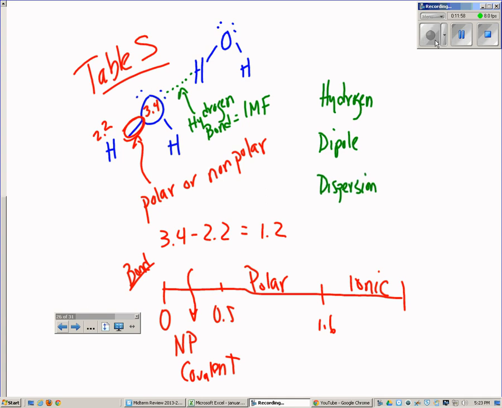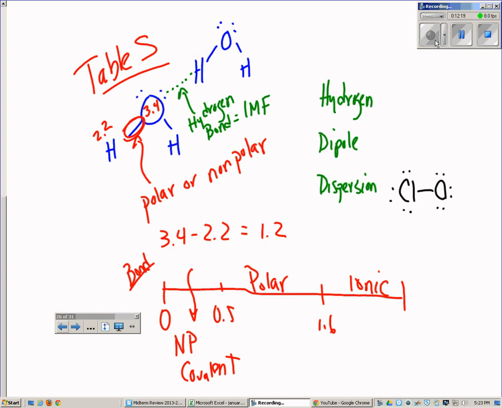Dispersion forces happen between nonpolar molecules. How do you determine if the molecule is nonpolar? Well, we know how to determine if the bond is polar, but now we need to determine if the molecule is polar or nonpolar. So let's look at an example of chlorine.